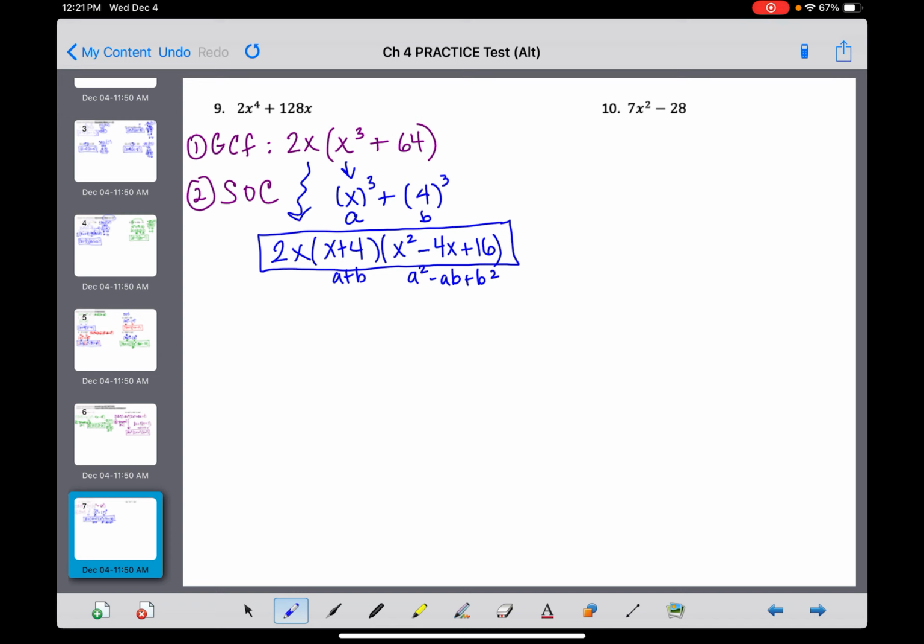All right, last one, number 10. I see a GCF, 7x squared minus 28. My GCF is going to be 7. So if I factor out a 7, then I'm just going to have x squared minus 4. All right, then my second step is I need to factor x squared minus 4. Well, that, 2 terms, minus sign, so it's a difference. And I have x squared, which is a square. So this is a difference of squares.